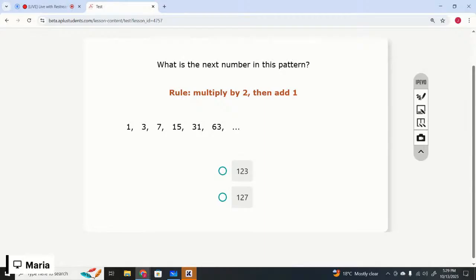What is the next number in this pattern? Multiply by 2 and then add 1. 63 times 2 is 127. Option number 2 is the correct option.